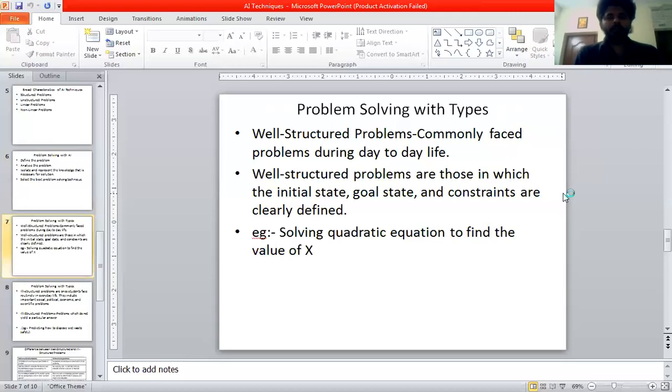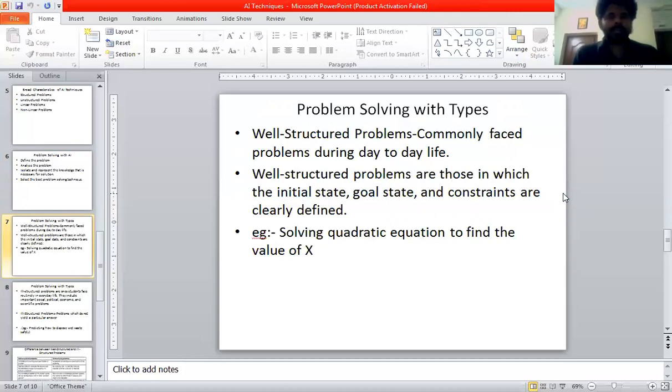Well-structured problems are those in which there will be an initial state, a goal state, and constraints that are clearly defined. And what is the starting and the ending point? It will be reached in a clear manner, like a searching algorithm technique. So if it starts with a properly defined initial state, and it has a goal to reach the final destination, that comes under the well-structured problem.